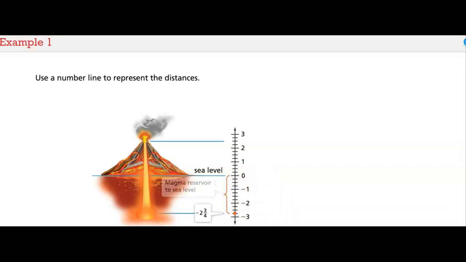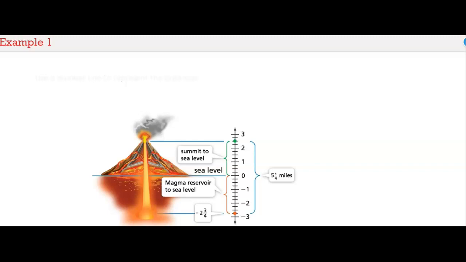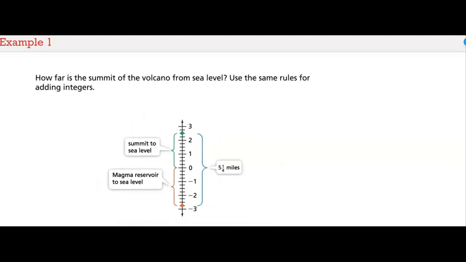This part of the number line represents the distance from the magma reservoir to sea level, and this section represents the distance from sea level to the summit. The total distance from the magma reservoir to the summit is 5 1/4 miles. So, how far is the summit of the volcano from sea level? You can use the same rules for adding integers to add any two rational numbers.